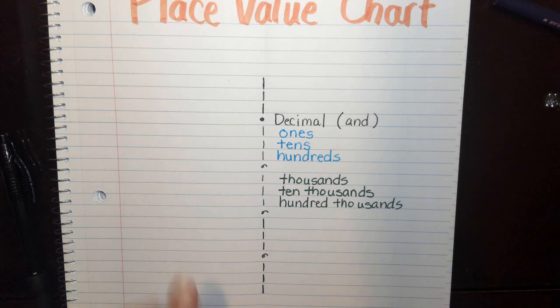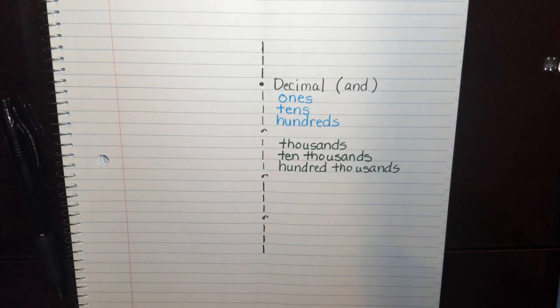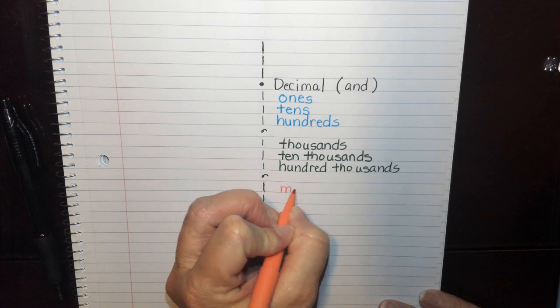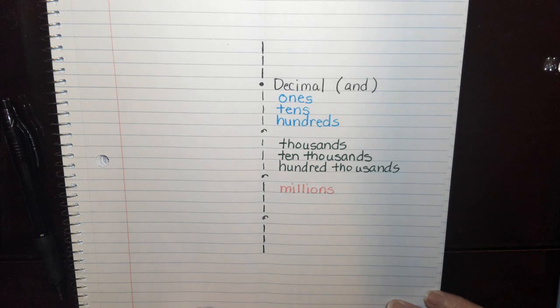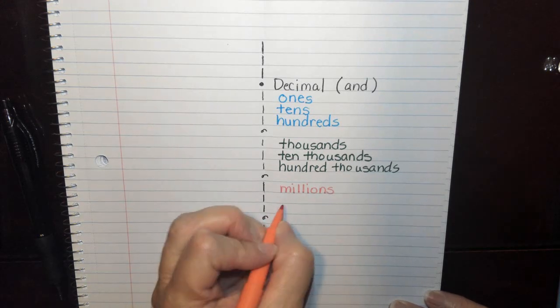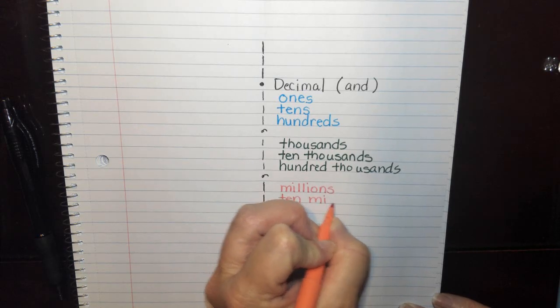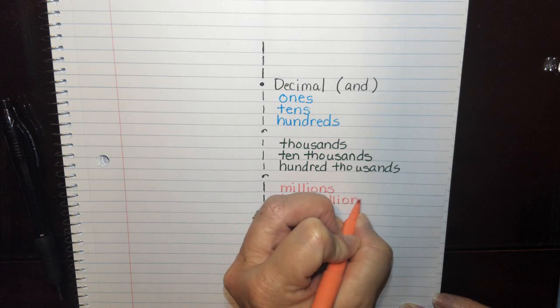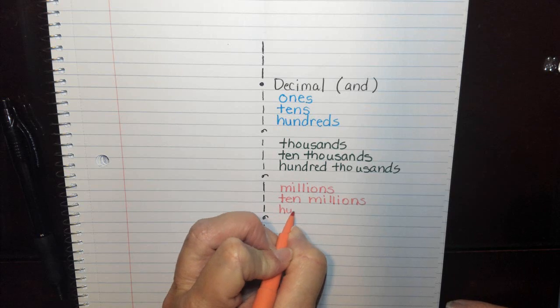Okay, so then we have another comma, which is separating the thousands place from the next group. And I'm changing colors again, and I'm going to call this the millions. So I hope this color works. It seems to be working. So this is the millions. Then we have the 10 millions. And we have the 100 millions.